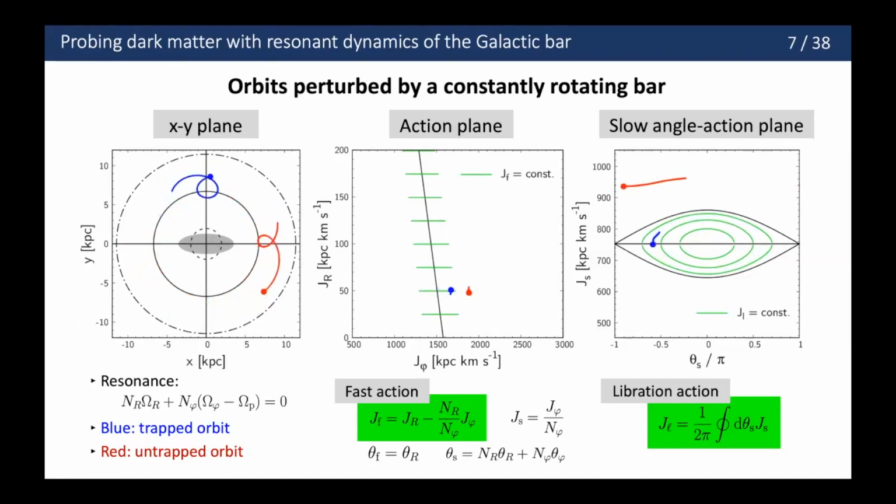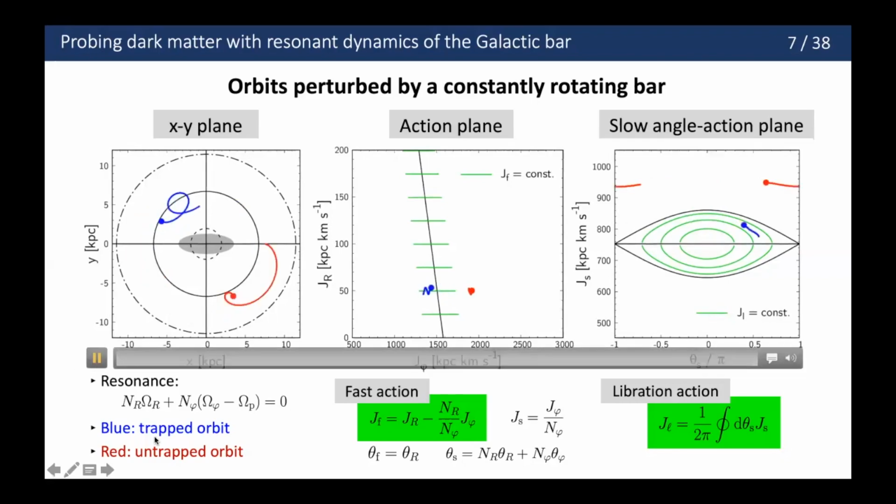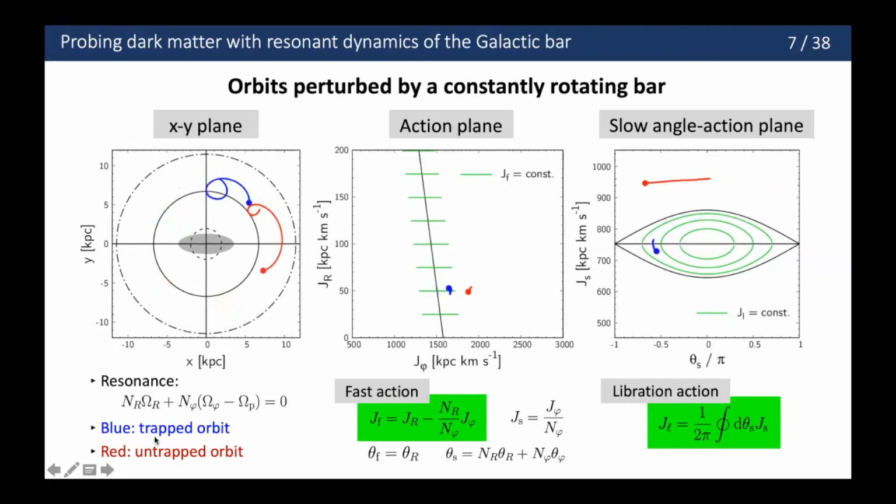And if you look at these orbits in the action space, you can see that the actions are no longer conserved. In particular, if you look at the trapped orbit, you can see that it exhibits this very long, slow oscillation around resonances. But even for these orbits, there are actions that are approximately conserved, which are the fast action and the libration action. The fast action is simply a linear combination of the old actions, and it describes where the orbit is trapped along the resonance line.